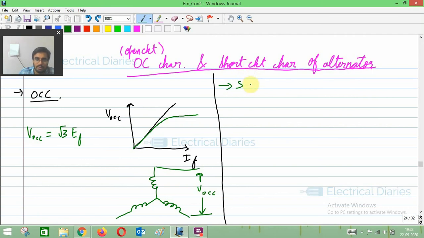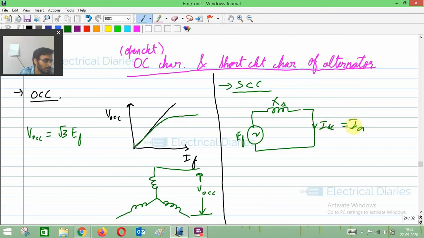So now we will see the short circuit characteristics. In the short circuit characteristics, this is your equivalent circuit, that is EF and your synchronous reactance. I have neglected the armature resistance and you shorted it. This is your ISC, or you can say IA. For the star connected winding, you can also draw the above diagram like this, shorted. So in the star, I phase is equal to I line, so no worries about that.